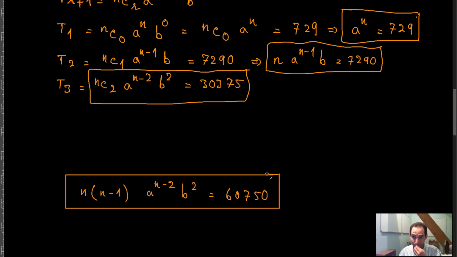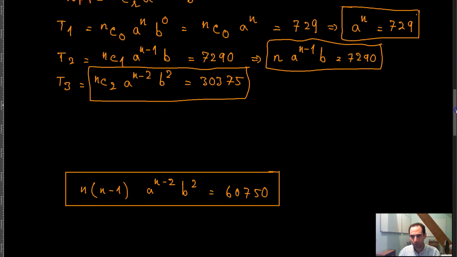And if I divide, now you essentially have to divide something by something else so that these hopefully cancel out.